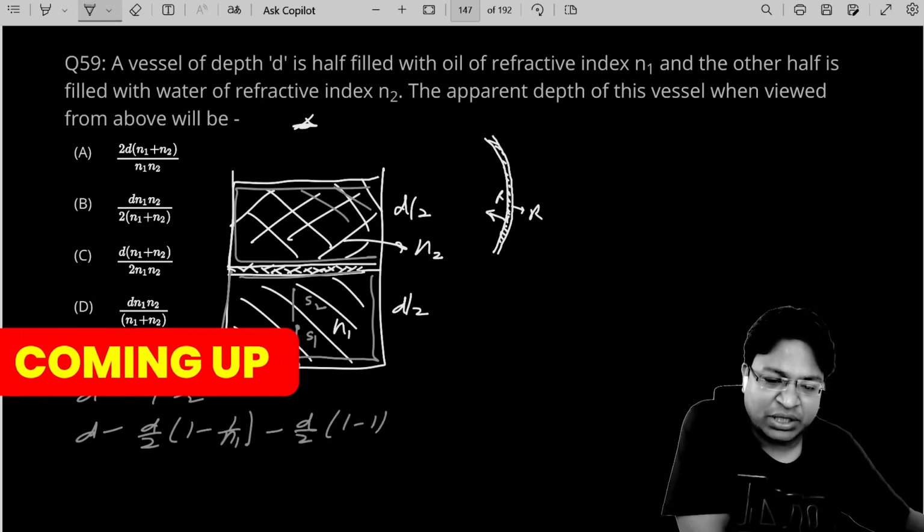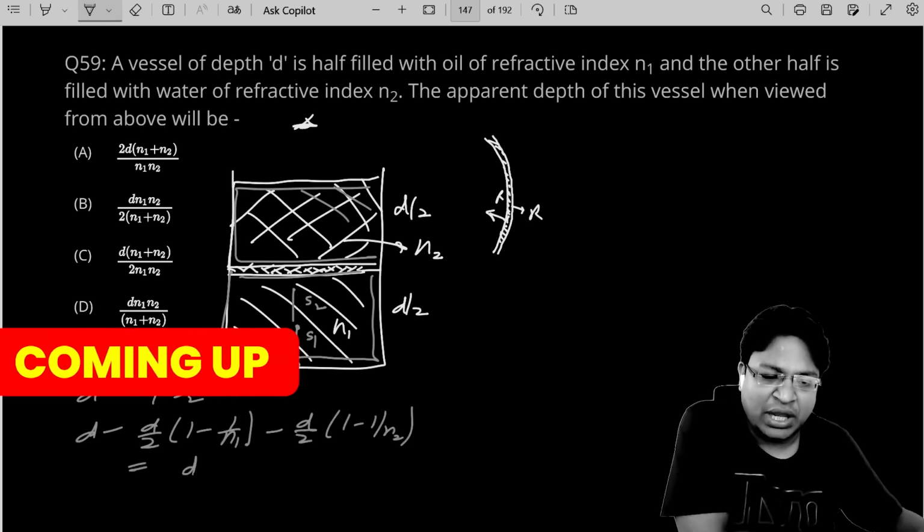That would again be d by 2, 1 minus 1 upon n2. So when you finish this calculation, you will end up with d by 2 n1 plus d by 2 n2, and that would be your answer.